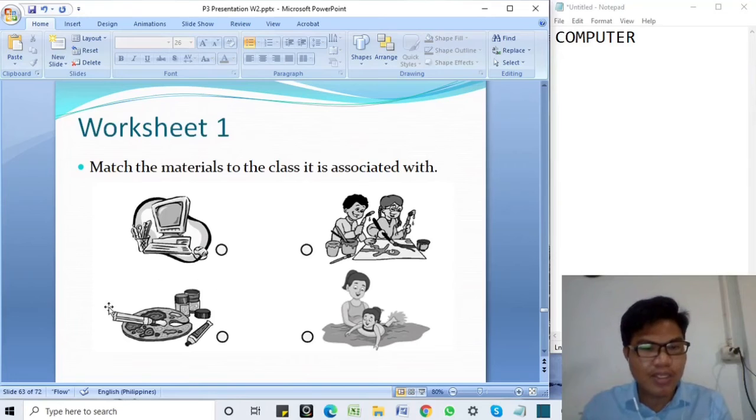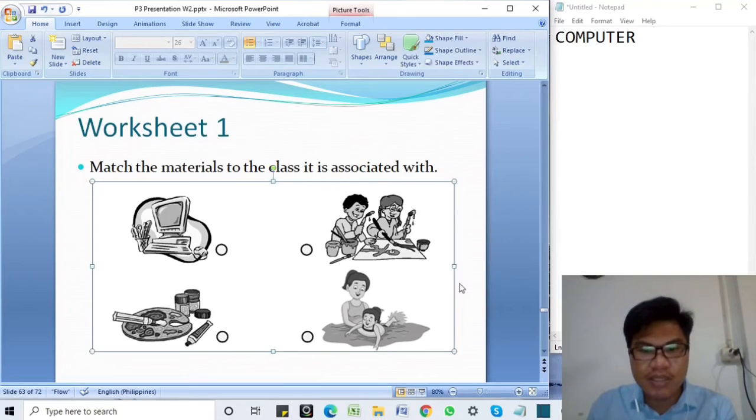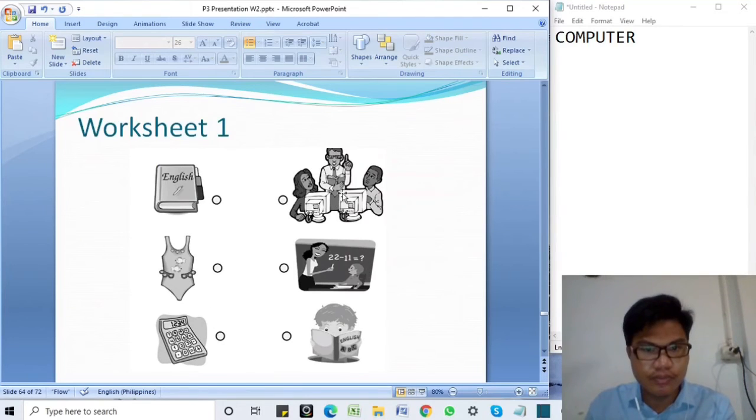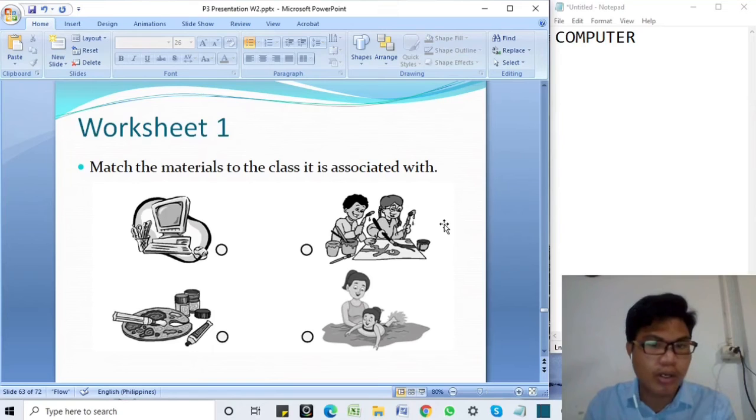And what about this one? These are the tools for painting. Which do you think? Then you have to match it on the other side. You have to connect. Which one from these 5 pictures here do you think is the answer? All right, so that is your homework. That is your assignment. All right?